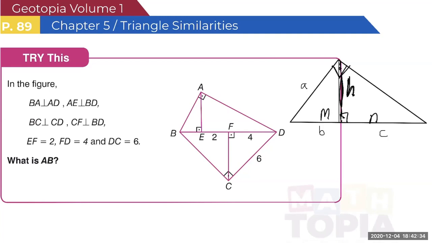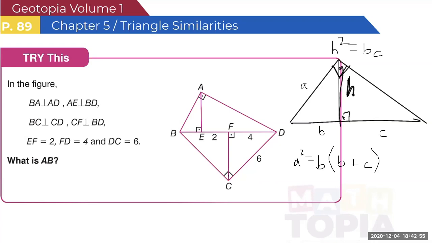We have that A squared is equal to B times B plus C. Then what about H? Yeah, so we also have H squared is equal to B times C, but because we don't know the height and we don't know both of these, BF and FD, we can't use that one. So in this case, A squared equals B times B plus C will be useful. So where do we start? We can start right here.